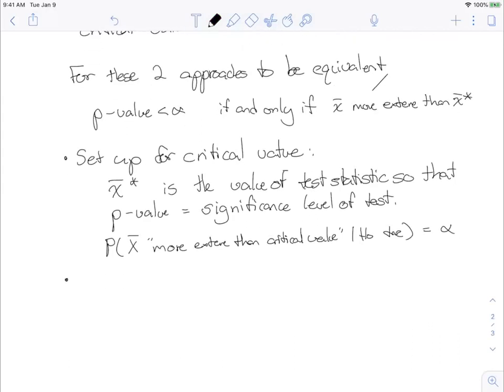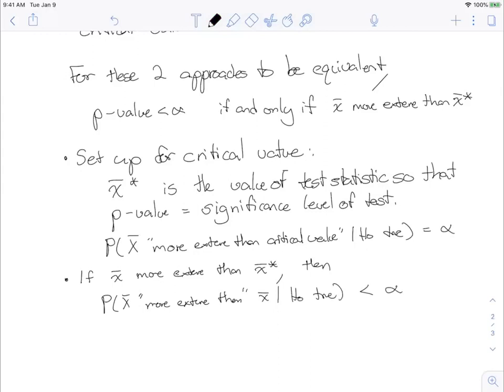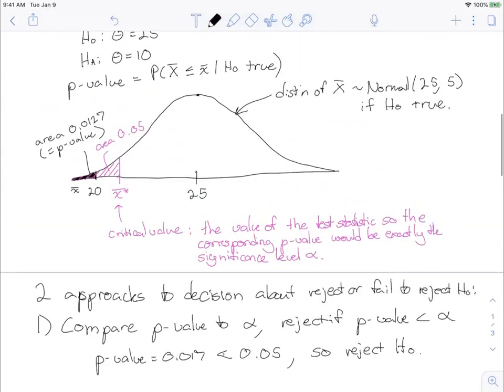And then based on that condition, if you take a sample and you get a sample mean lowercase x bar that's more extreme than the critical value, then the probability of getting x bar more extreme than x bar must be less than alpha. I'm going to write that. And the reason for this is what we saw in the picture up above. Basically, if x bar, the point in black here, the number 20, is more extreme than the critical value, then the area to the left of it must be smaller than 0.05. And so we have a smaller p-value.